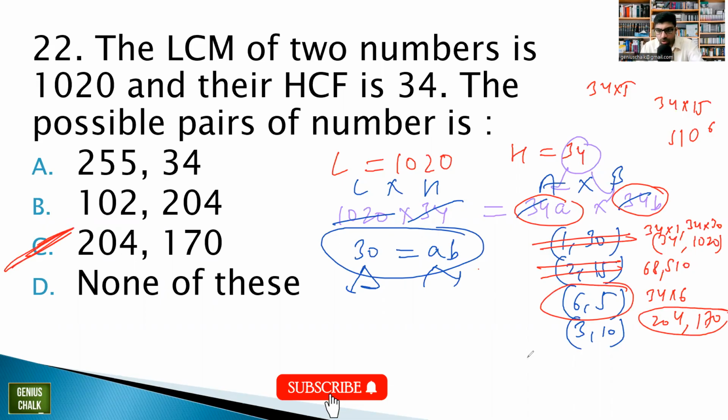There is no need to check the rest because I've already got the numbers, but just for clarity, you can check 34 into 10, 340, and 34 into 3 is 102. So 102 and 340 are also not present. Already we have got the numbers. So this is my answer.